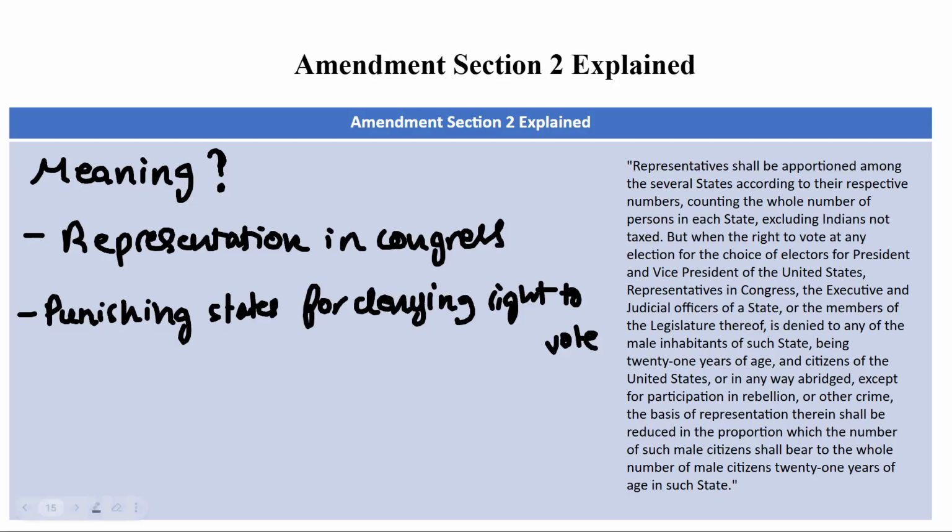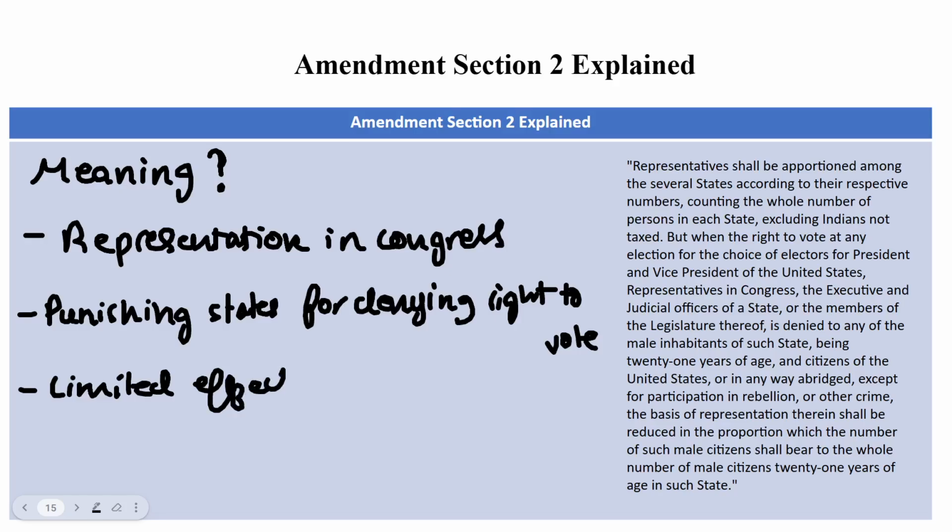Then we have limited effect in practice. So, despite this provision, southern states found ways to suppress black voting through literacy tests, poll taxes, and intimidation. Congress never enforced the punishment of reducing a state's representation, allowing voter suppression to continue.